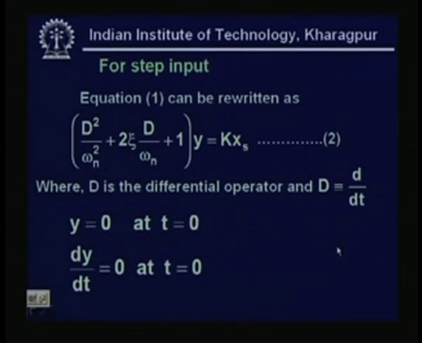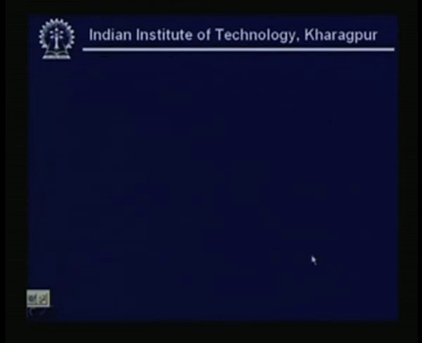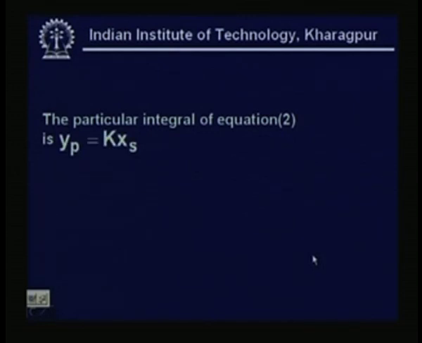Now we should have some initial conditions, because as you know, for solving any differential equation we need initial conditions. The initial conditions are y equal to 0 at t equal to 0, and dy by dt equal to 0 at t equal to 0. So with this we can solve this differential equation. Now the particular integral of equation 2 is yp equal to k xs, but we always look for the transient response also. So only the particular integral will not give the complete picture of the response of a system.